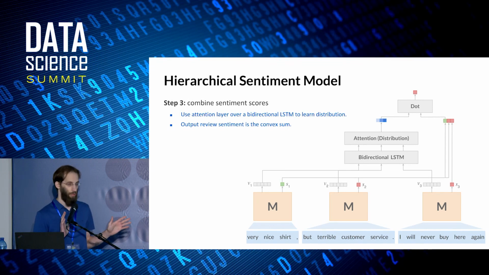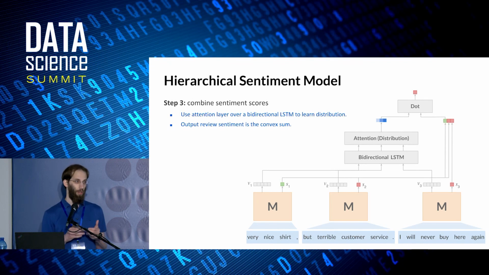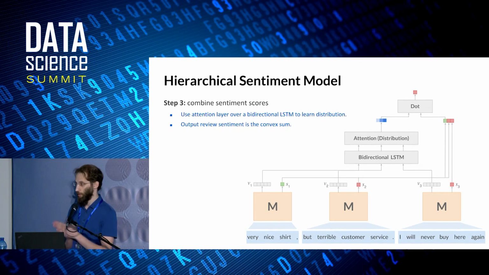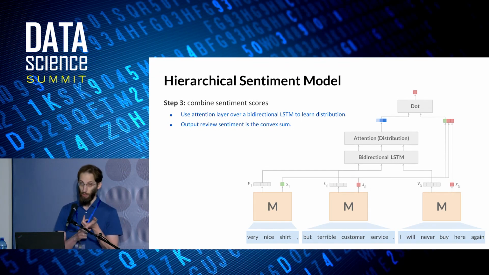Now, let's say we only use an attention layer without using the bidirectional LSTM that we used. The attention layer learns a weight for each fragment based solely on the representation and the sentiment of these reviews. Now, when you try this only with an attention model, you'll get that the fragments that receive a high weight will be the extreme ones, the strictly positive and the strictly negative. So let's take, for example, this review. We have "very nice shirt," which is positive, but "terrible customer service," which is negative. "I will never buy here again," which is also negative.